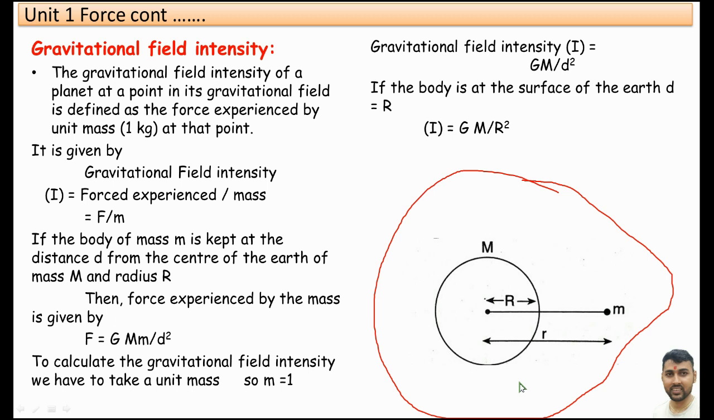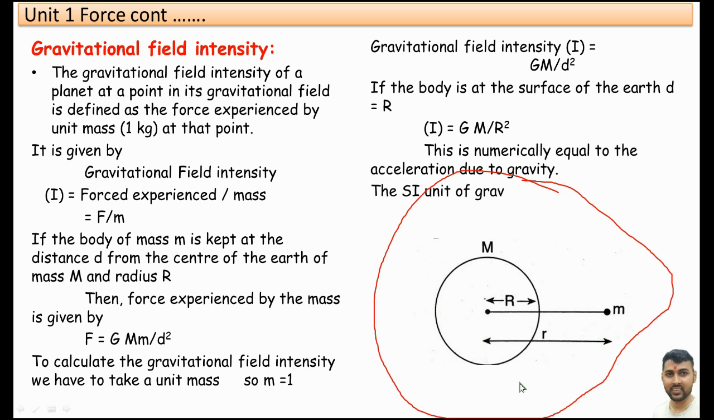If the body is at the surface of the Earth, d is equal to r. Distance is equal to what? Radius. Then I is equal to G M by r square. Instead of d square, we can put r square. This is numerically equal to the acceleration due to gravity.